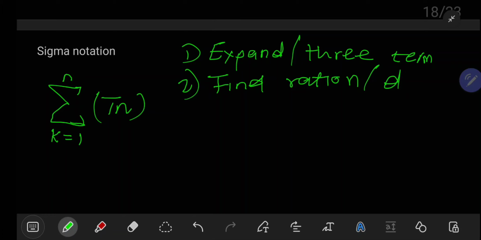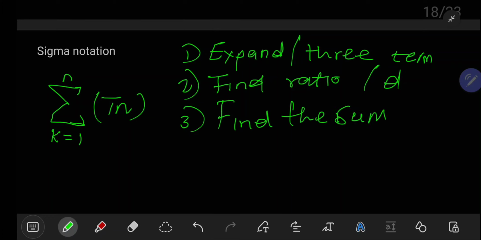This will depend on the sequence that you'll be given here. If it's arithmetic, you're going to find the difference of the terms, and if it's geometric, you have to find the ratio there. Then the third thing you should do is to find the sum. So this is just a three-step process.